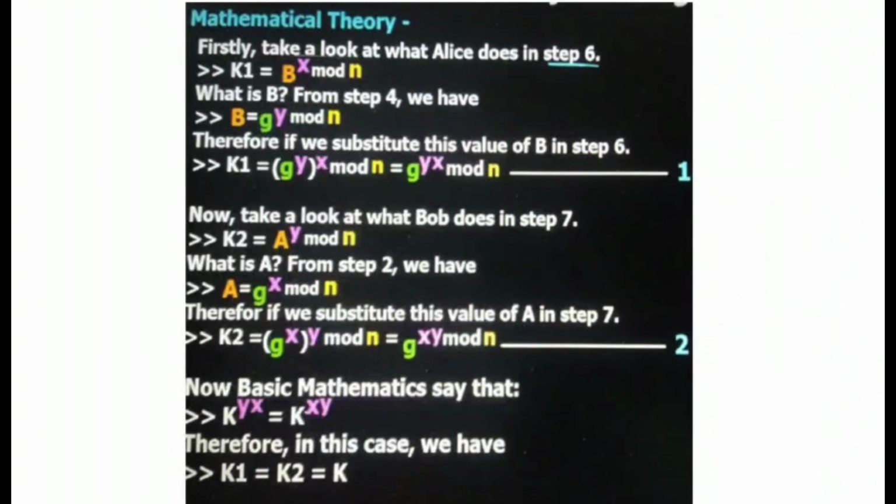Now take a look at what Bob does in the seventh step. K2 is equal to A raised to Y mod n. What is A? From step 2, A is equal to G raised to X mod n. Therefore, we substitute this value of A in step 7, so K2 becomes G raised to XY mod n. Now mathematics says that G raised to XY and YX are equal. Therefore, in this case K1 is equal to K2, which is equal to K.